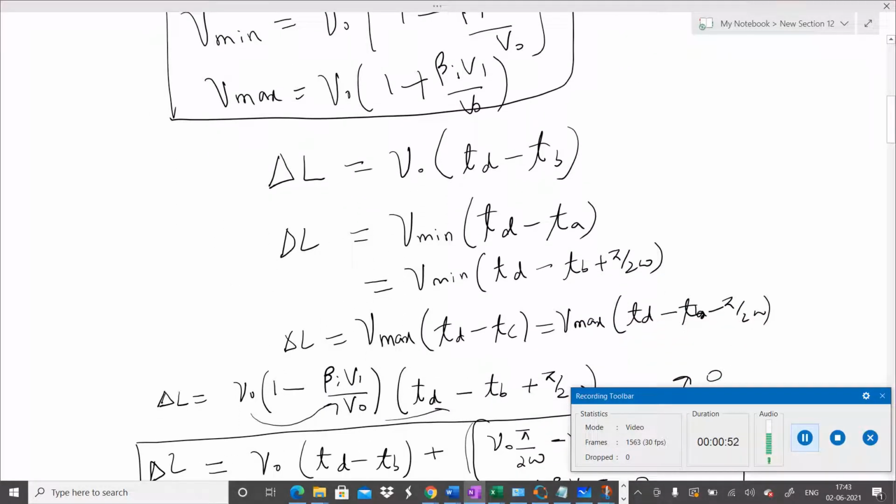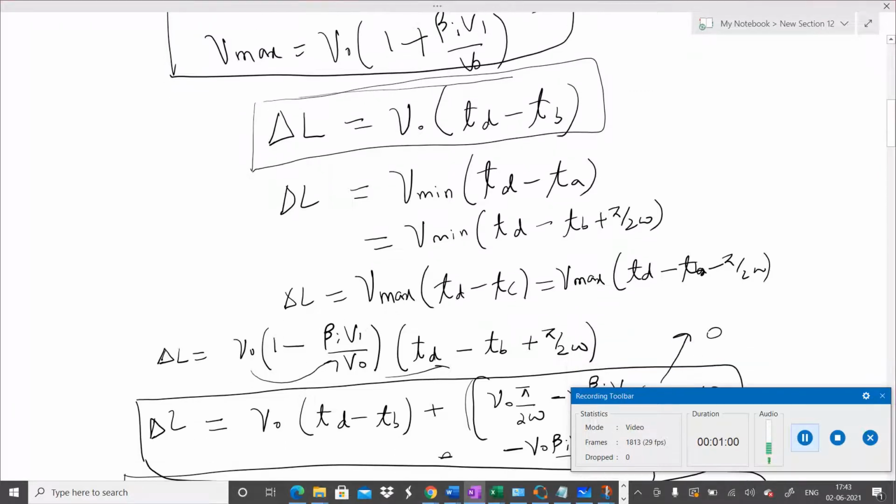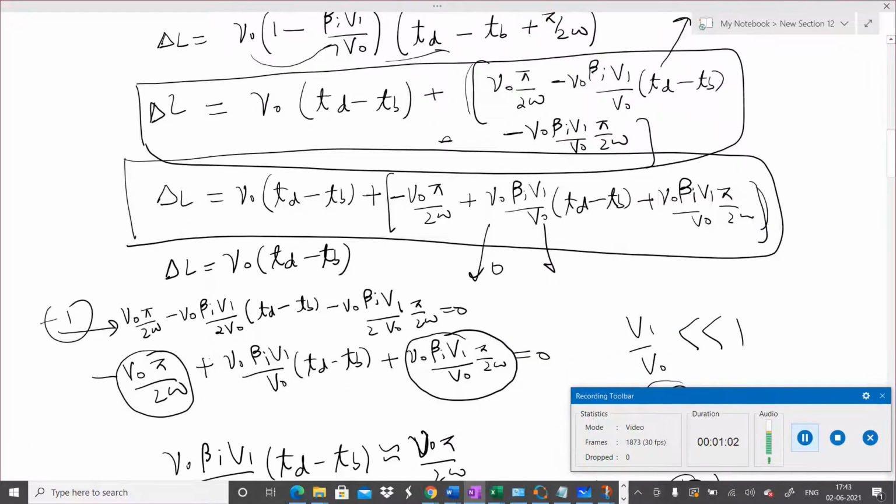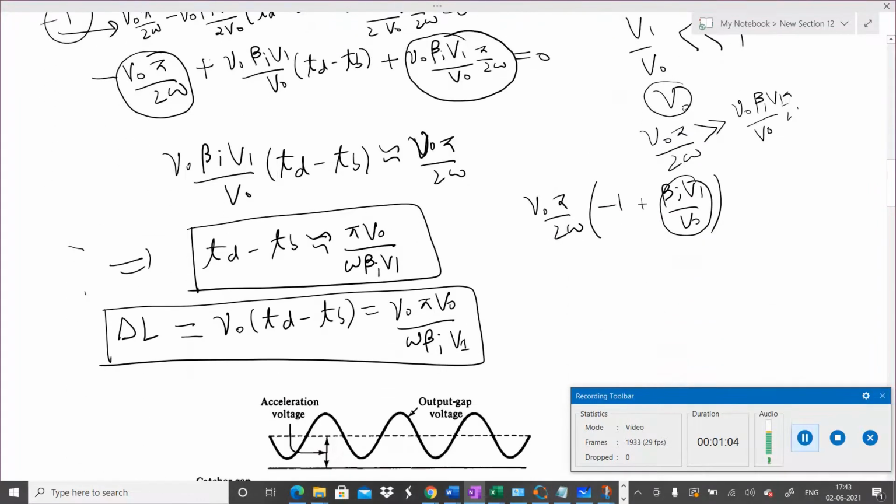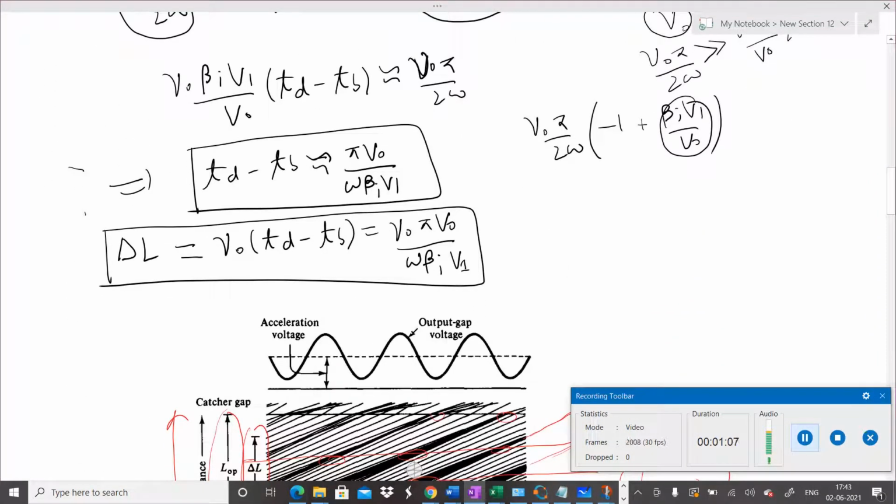Then also, this is the distance that an electron covers before the bunch is formed, and we derived an approximate expression using different relations, simple velocity-time relations. And here this distance is v0, this is the velocity v0, where capital V0 is the DC voltage, divided by omega beta I v1.